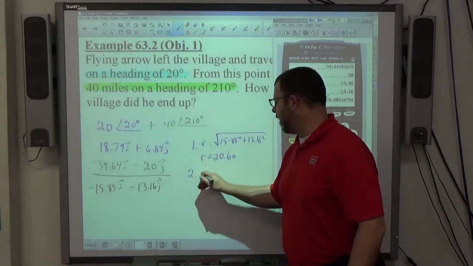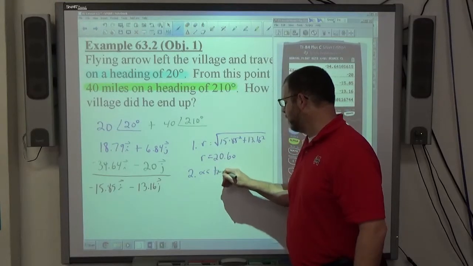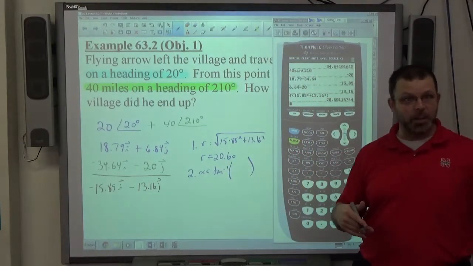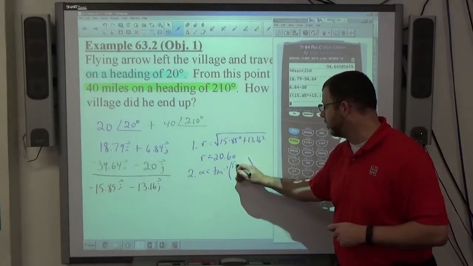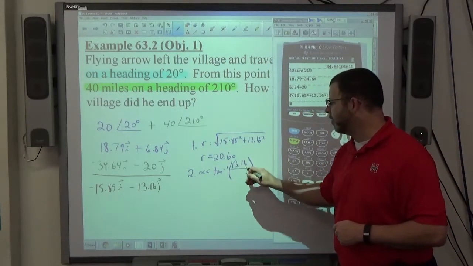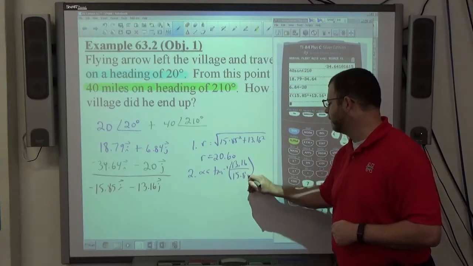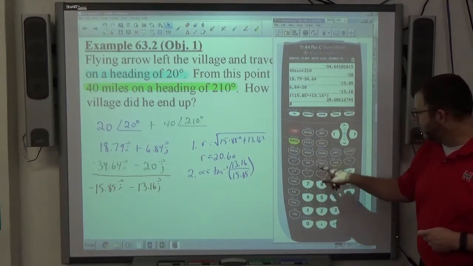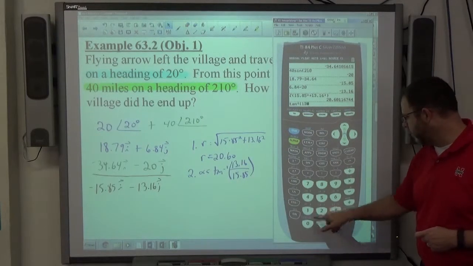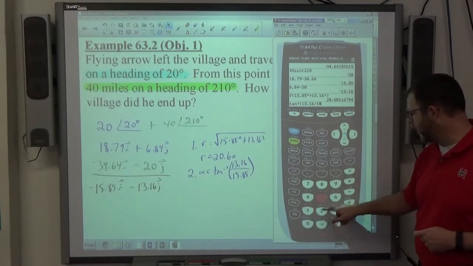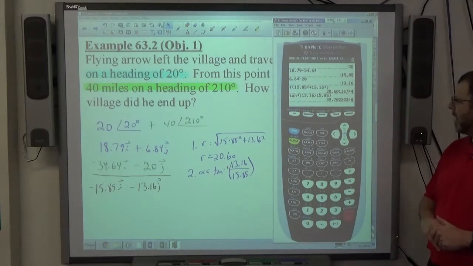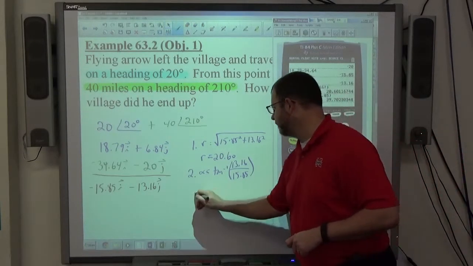Step 2, we want to find alpha, which is the inverse tangent. And again, the most common mistake we make is doing it upside down. It's the second over the first every time. So the second, 13.16, over the first, 15.85. So, inverse tangent of 13.16 divided by 15.85 in parentheses equals, that comes out to 39.70 degrees.